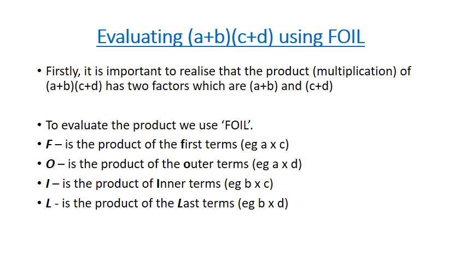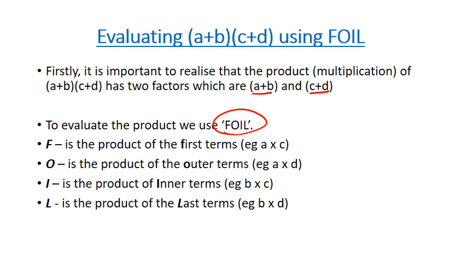So it's important to understand that the product of the general rule of bracket A plus B, bracket C plus D has two factors, in which A plus B is a factor, and C plus D is a factor. Now essentially we're going to evaluate this product using an acronym we call FOIL.